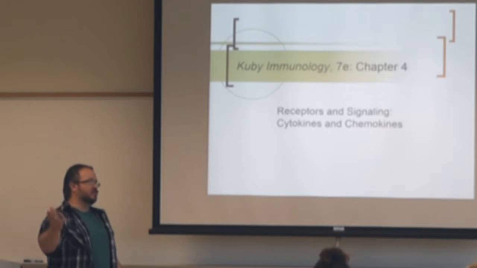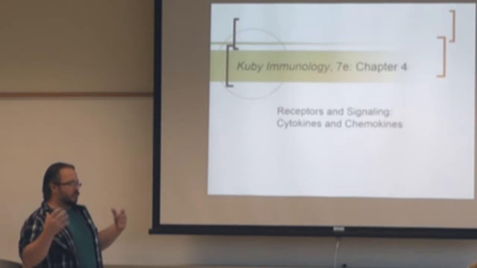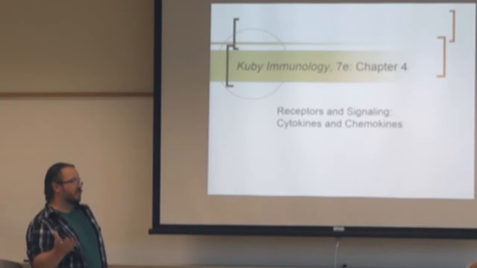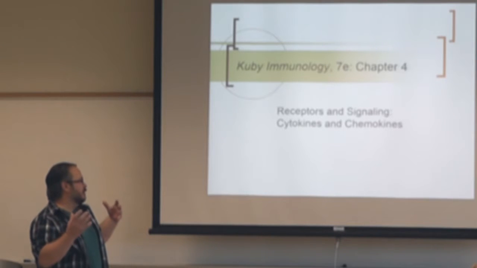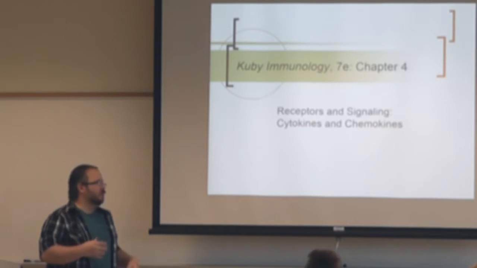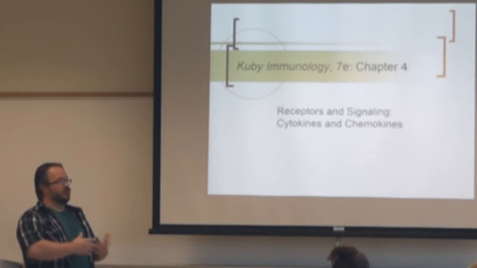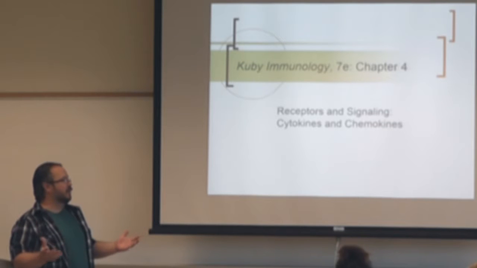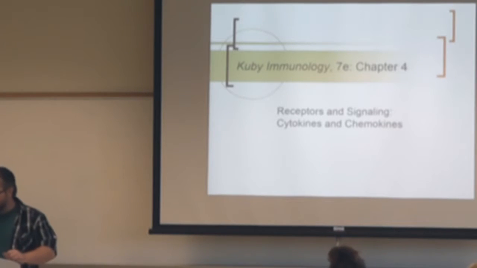So cytokines are small, soluble molecules. Sometimes they're even membrane-bound molecules, but those can also be released. These are the regulators of the immune response. They can tell cells to start proliferating, they can tell cells to die, they can tell cells to start moving. So it's basically how our immune cells communicate with each other.